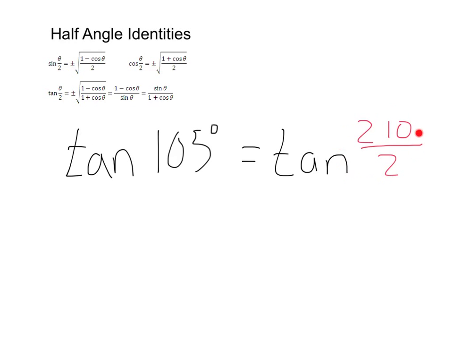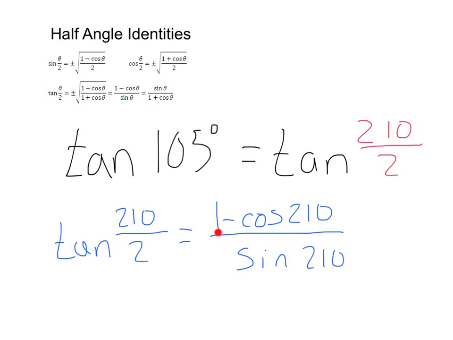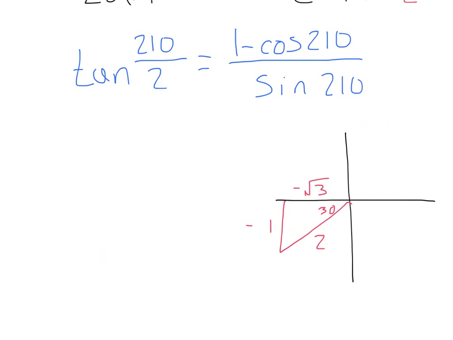Now that we've rewritten as a half angle, let's choose which of our identities we want to use. Well, we have tangent, so we've got 3 different options. I'm going to pick this option in the middle, 1 minus cosine theta over sine theta. Doing that, we'll get 1 minus cosine 210 over sine 210. Here we've got our triangle drawn on our coordinate plane. Perfect. Let's go ahead and see if we can substitute some of these values in.